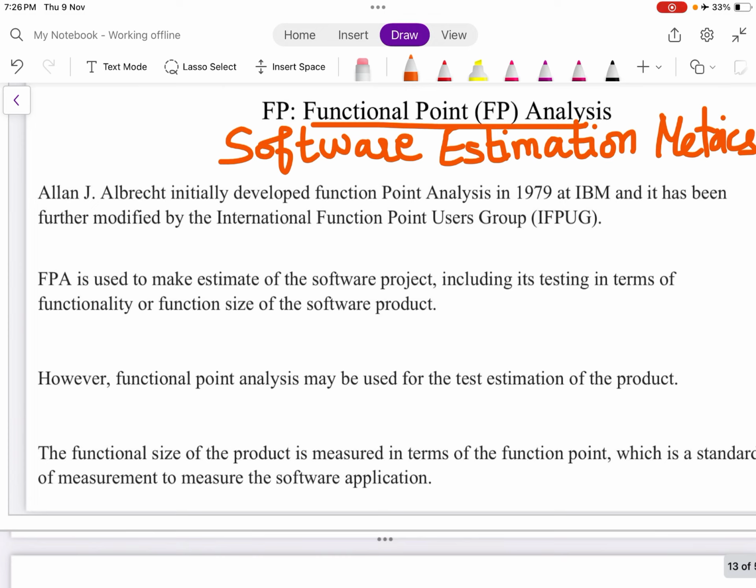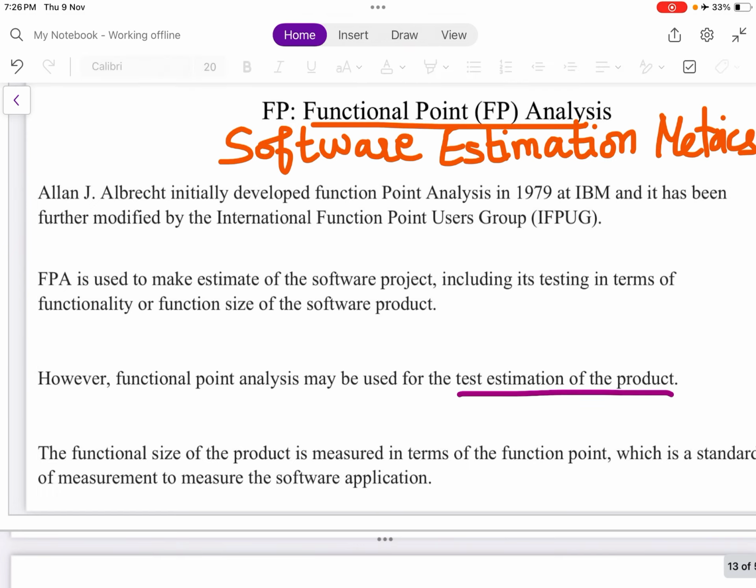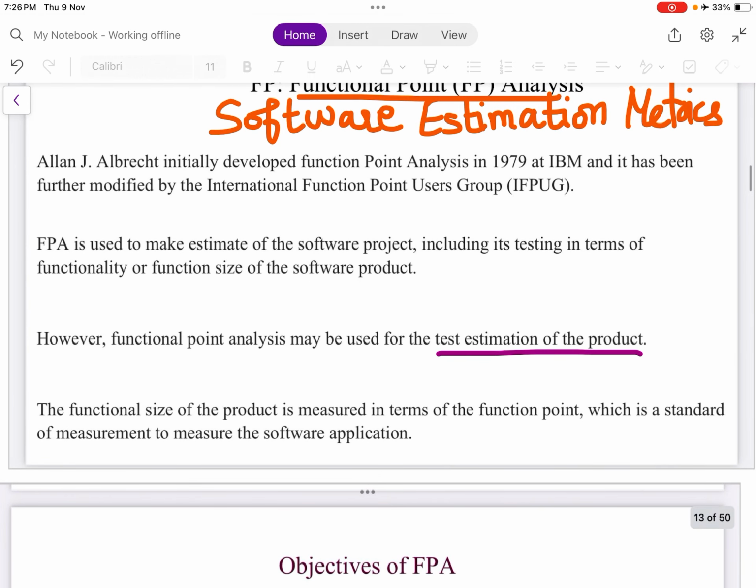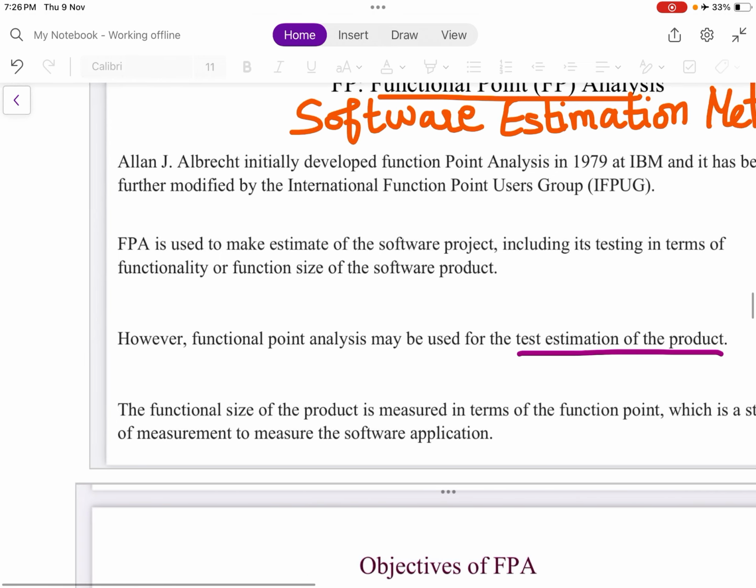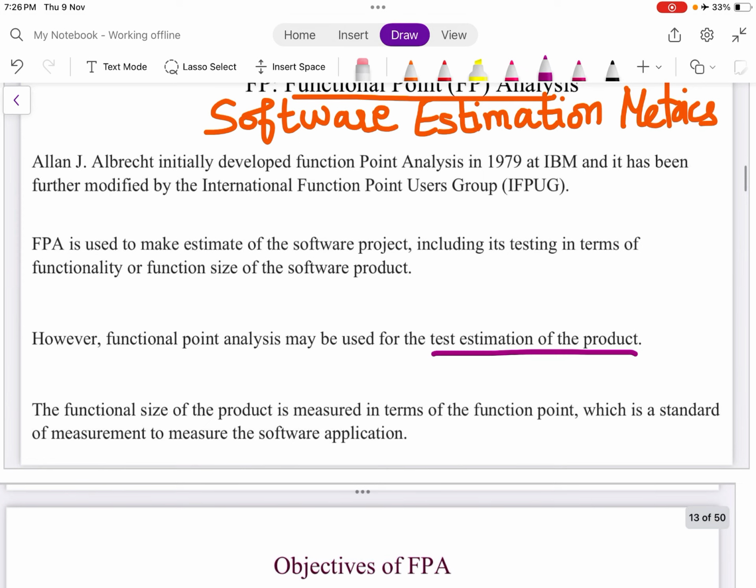However, function point analysis may be used for test estimation of the product. The functional size of the product is measured in terms of function points, which are a standard of measurement to measure the size of the software application.